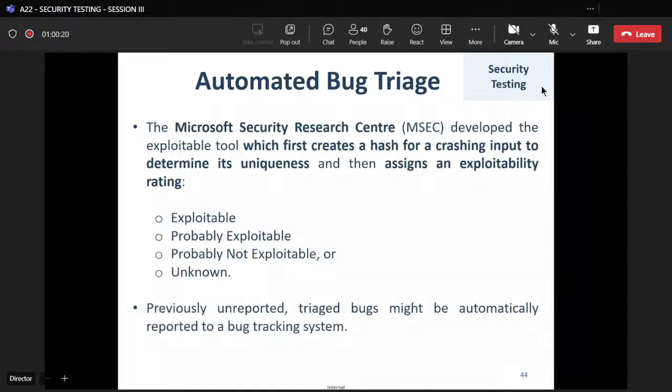And this is from Microsoft security research, about how they determine from the crashing input how they can assign the exploitable rating. Is it exploitable? Is it probably exploitable? Some of the errors, bugs, or even vulnerabilities that have been identified, how do they rate those findings?